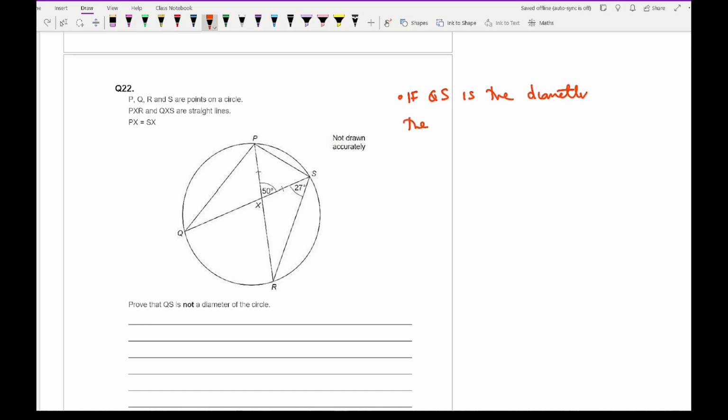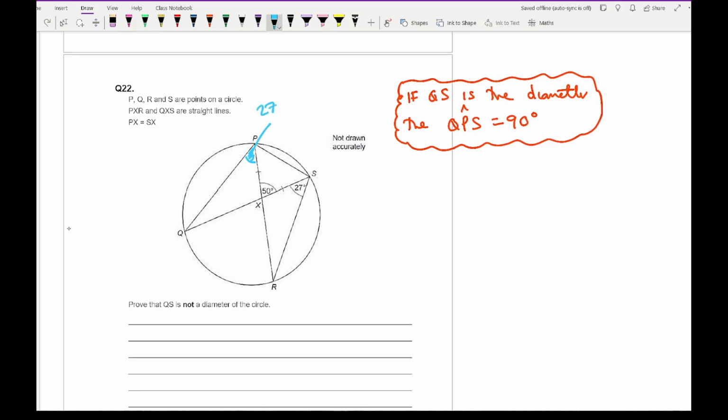then angle QPS equals 90 degrees. So this is the general rule that I'm going to be investigating. I want to show that this angle here is not 90 degrees. So let's have a look and go about finding this. Well, I know that this angle here is going to be 27, and the reason for that is because we've got a bow.